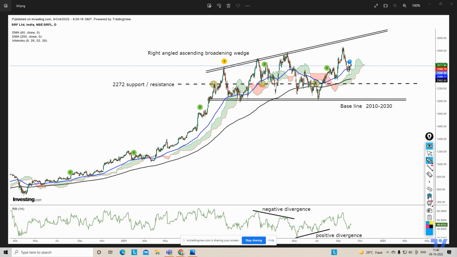All right. However, as of now, within the right angle ascending broadening wedge pattern, it has got three very strong supports: 60, 200, cloud, and 2272. Correct. So if it touches this particular ascending trend line, look for such a negative divergence like this to book your profits and reverse your trade. And if it breaks down all these three and touches the baseline, look for such a positive divergence to book your profit and reverse the trade.